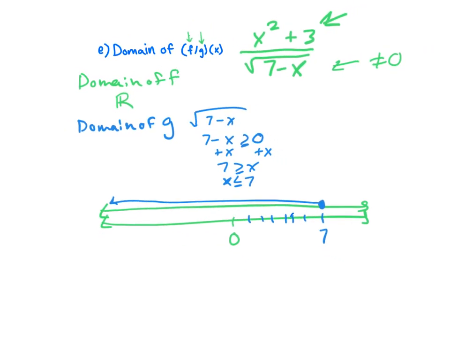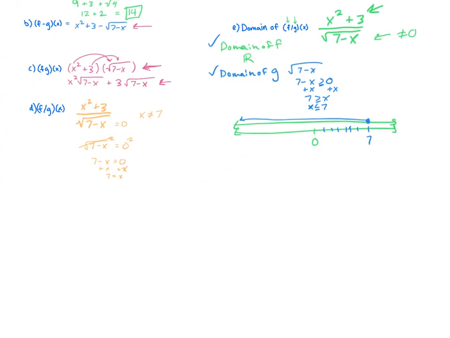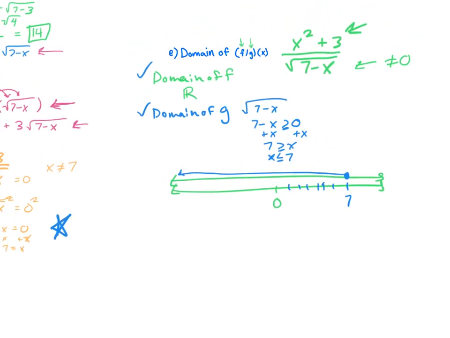So that took care of our domain of f and our domain of g, but the last thing we have to check is when our denominator is equal to 0. We did that down here: it's equal to 0 when x is equal to 7. So we can't have x equal to 7, so this would have to be an open circle here because we can't include that 7. So what's in common between this blue line and the green line? What would our domain of f over g of x be?